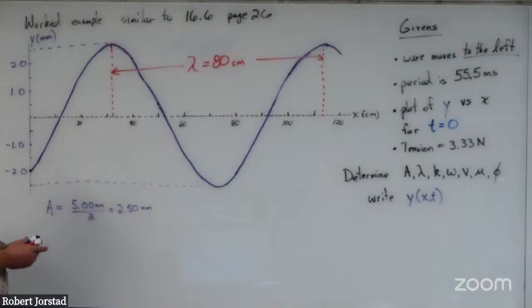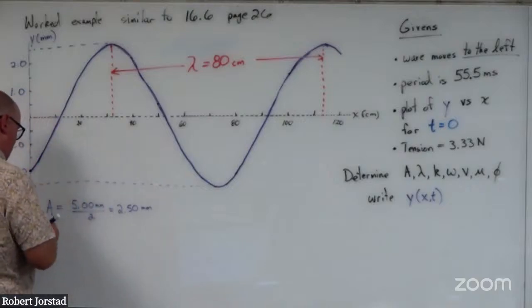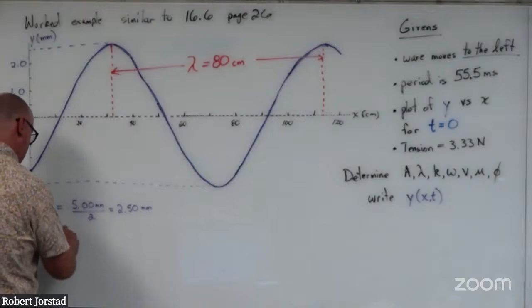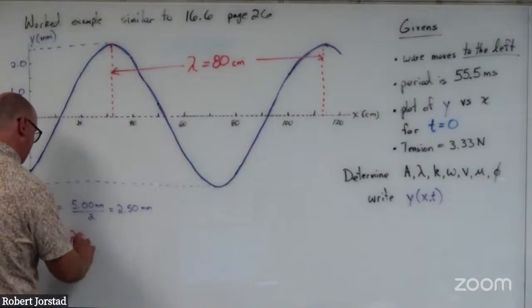All right, wave number. If you want to pause the video, this is your chance. 1, 2, 3, go. All right, so k is 2 pi over the wavelength.